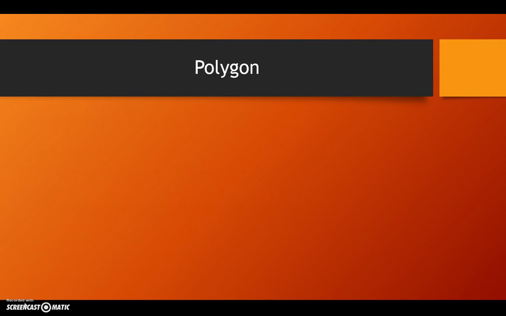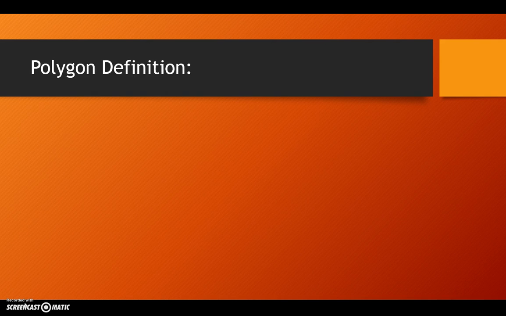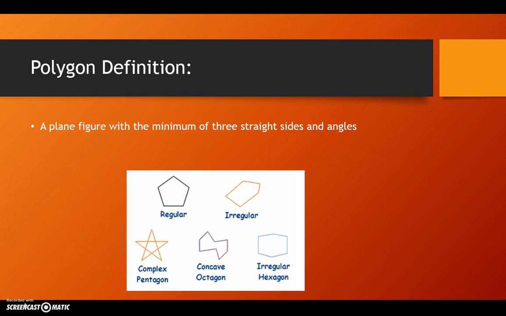Now let's go with polygons. What is a polygon? A polygon is a plane figure with a minimum of 3 straight sides or angles. Here are different angles or polygons.